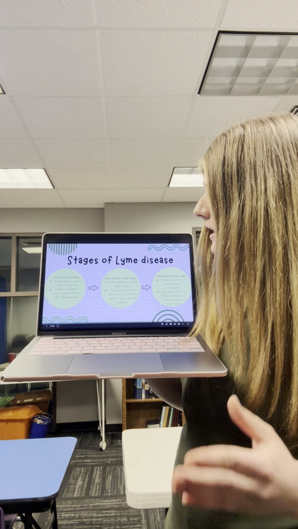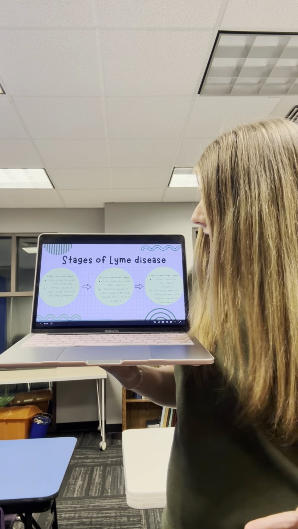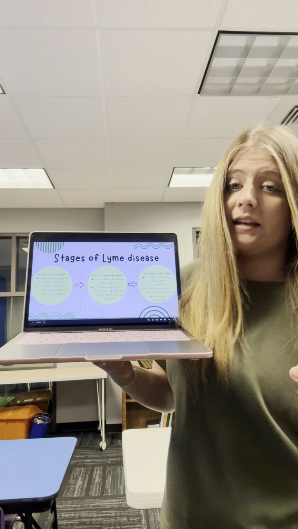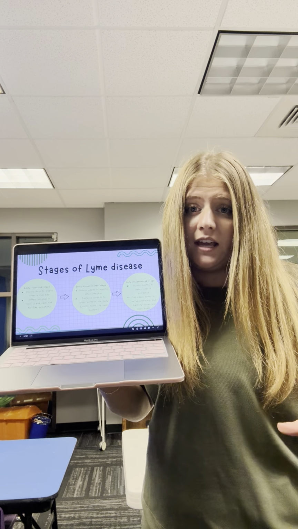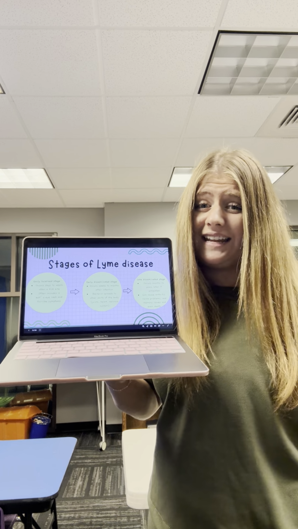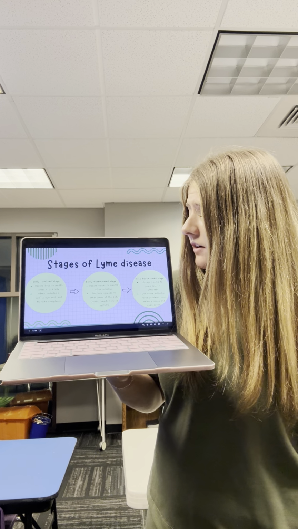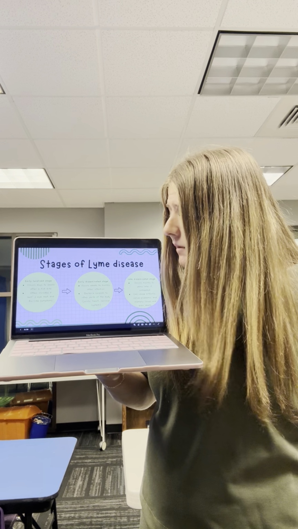And then our second one is our early disseminated stage. So this is a couple weeks or even months after getting the bacterium. And now not only has the bacteria spread to just that infected site, it is now getting into our bloodstream, our lymphatic system, and really affecting everything. So you're going to be experiencing joint pain, heart, nerve, and just somatic damage all around your body.